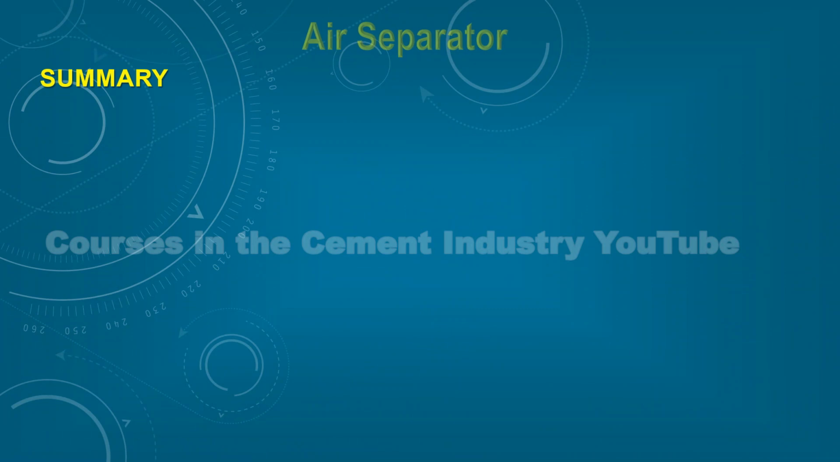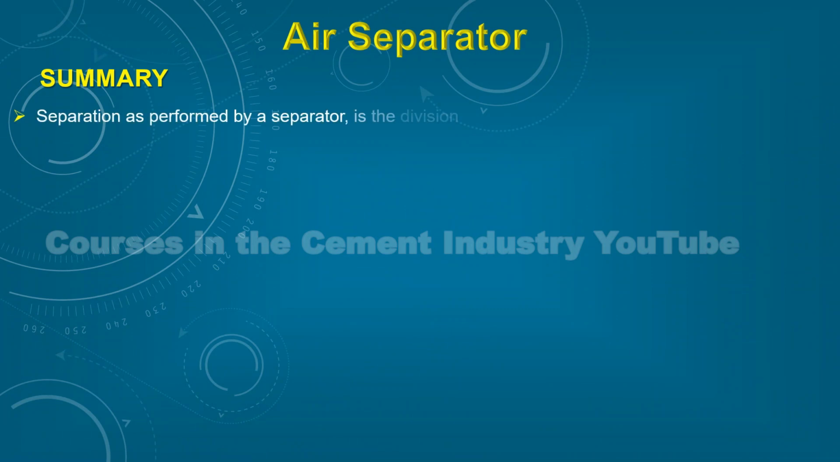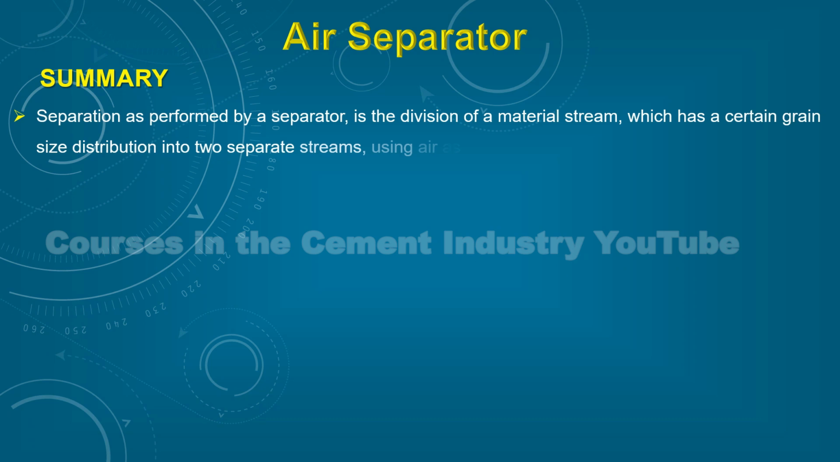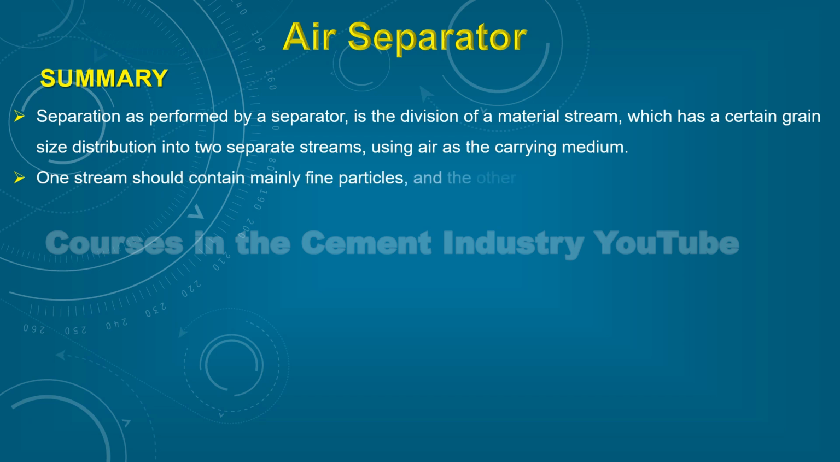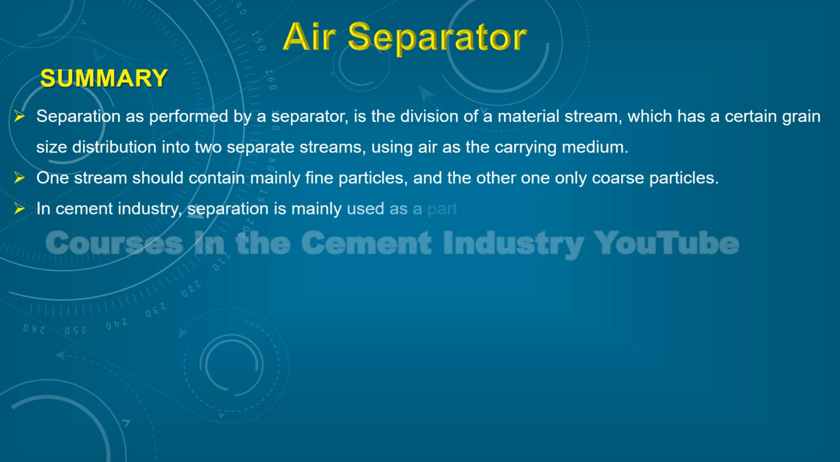Summary about the air separator. Separation, as performed by a separator, is the division of a material stream, which has a certain grain size distribution, into two separate streams, using air as the carrying medium. One stream should contain mainly fine particles, and the other only coarse particles. In the cement industry, separation is mainly used as a part of a closed grinding circuit.